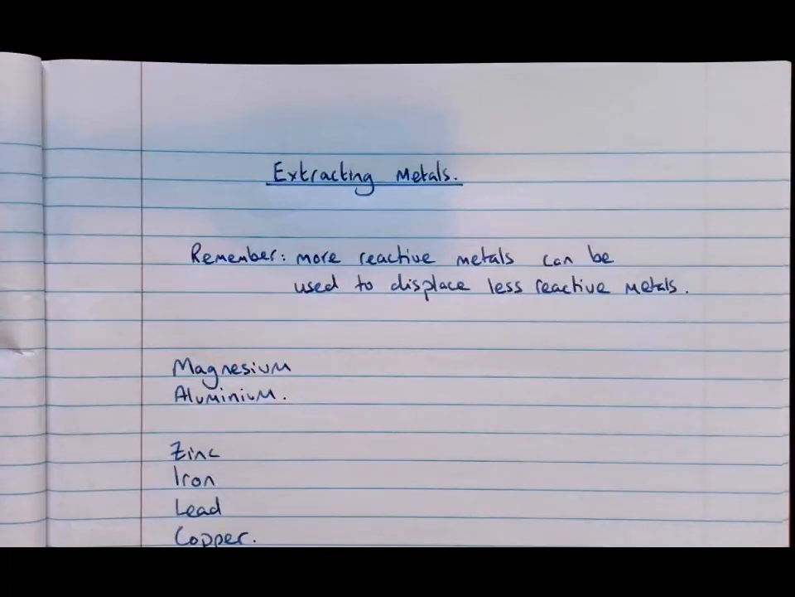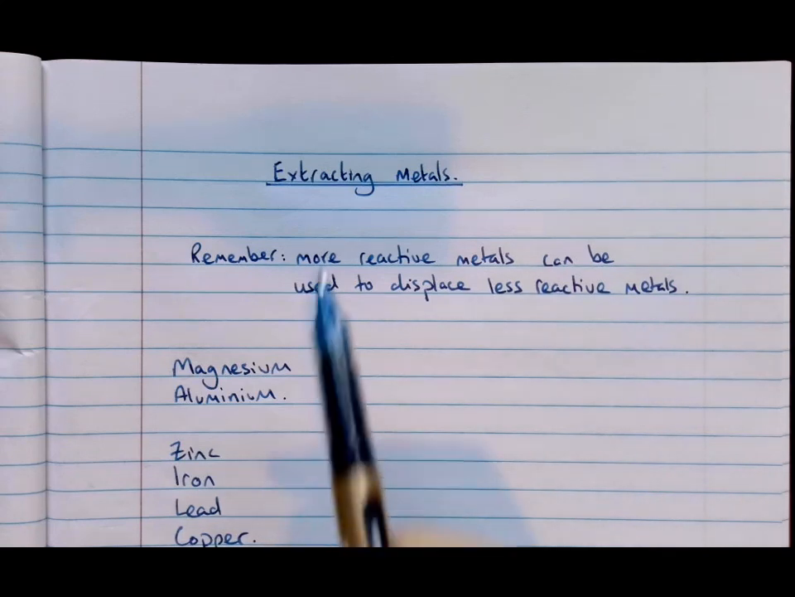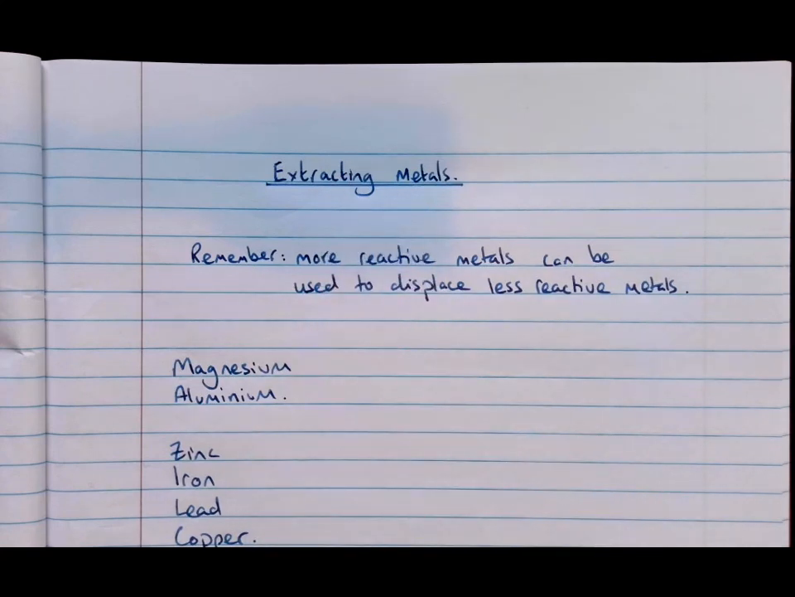Okay, this time we're going to carry on from the last video where we were talking about displacement reactions of metals, and we're going to talk about the same kind of thing. So we're talking about extracting metals. So we're going to talk again about the ore. So we dig up the ore from the ground. Remember, an ore is just a rock.